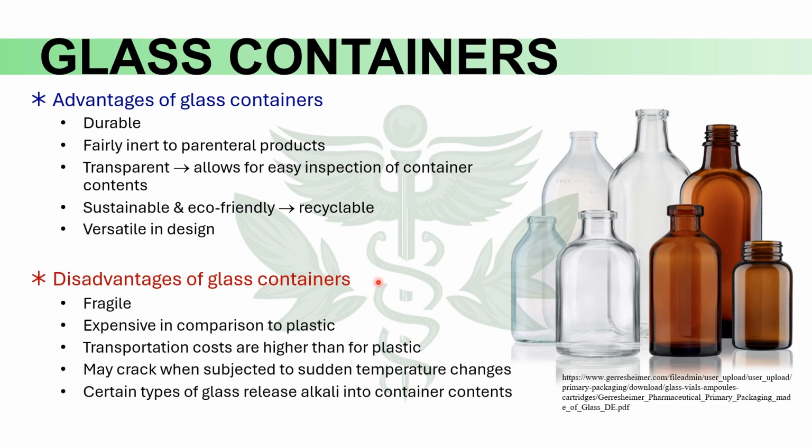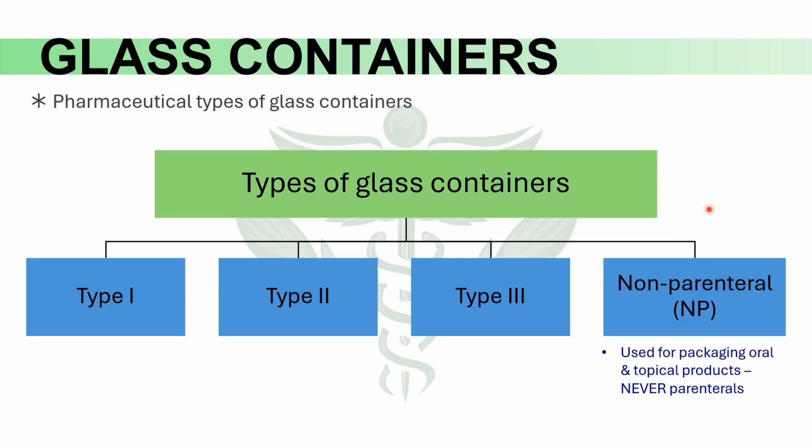However, glass containers do have their disadvantages. They are fragile, expensive in comparison to plastic, and they have high transportation costs. They may crack when subjected to sudden temperature changes, and certain types of glass release alkali into container contents, as we will see later on. We can subdivide glass into four main types: Type 1, Type 2, Type 3, and Type non-parenteral or NP. And this type is not used for parenterals, it is used for the packaging of oral and topical products, so we won't be talking about this type of glass in this video.